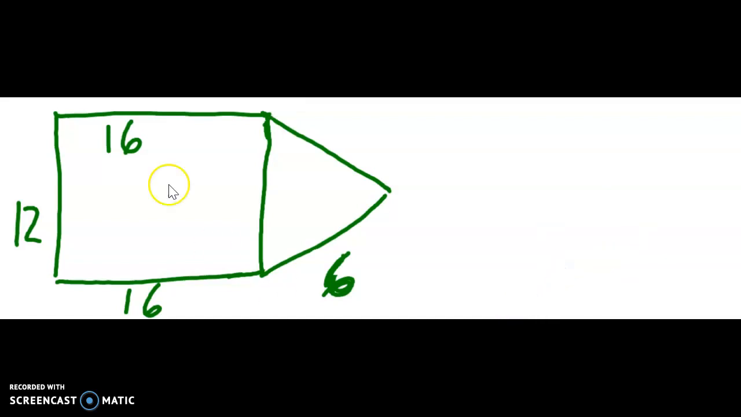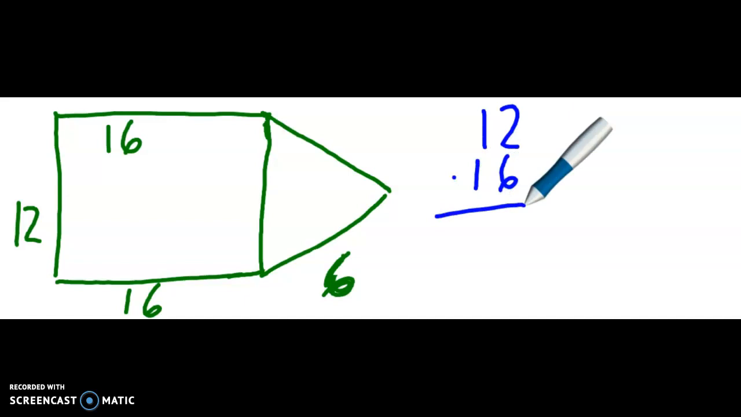But I can think of this piece right here as a rectangle. And when I look at this as a rectangle, I can multiply 12 times 16 and get my area of a rectangle. So over here, we're going to do 12 times 16, and we're going to multiply that out.